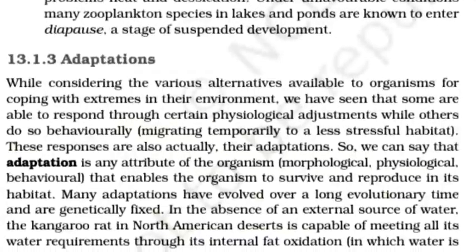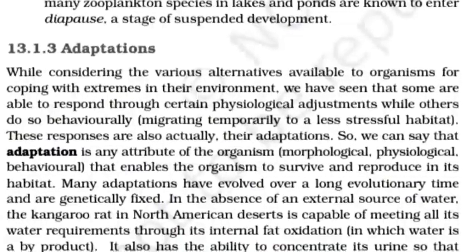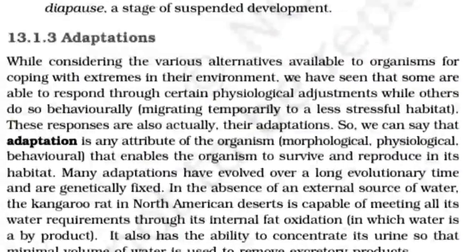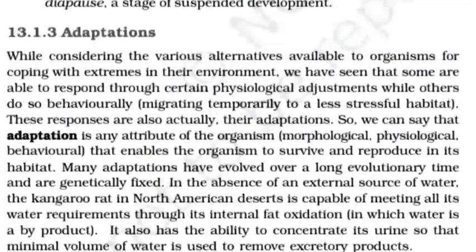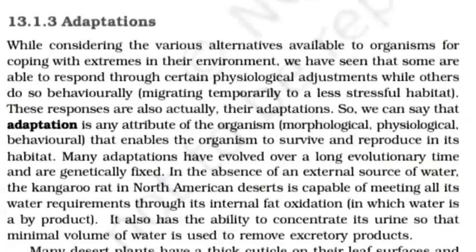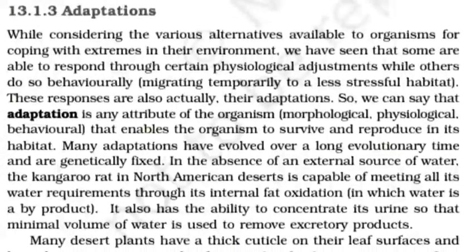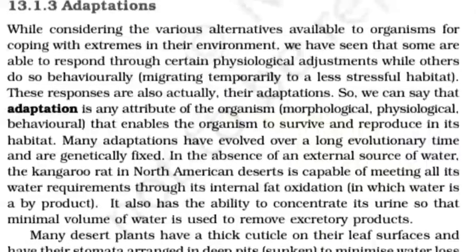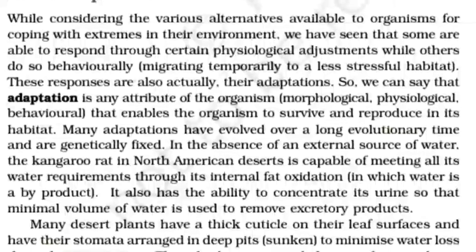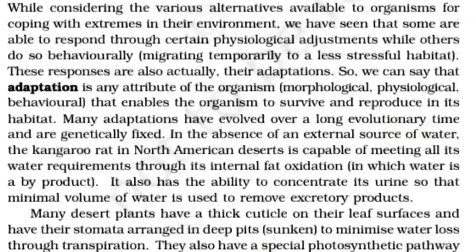Many adaptations have evolved over a long evolutionary time and are genetically fixed. In the absence of an external source of water, the kangaroo rat in North American deserts is capable of meeting all its water requirements through its internal fat oxidation, in which water is a byproduct. It also has the ability to concentrate its urine so that a minimal volume of water is used to remove excretory products.